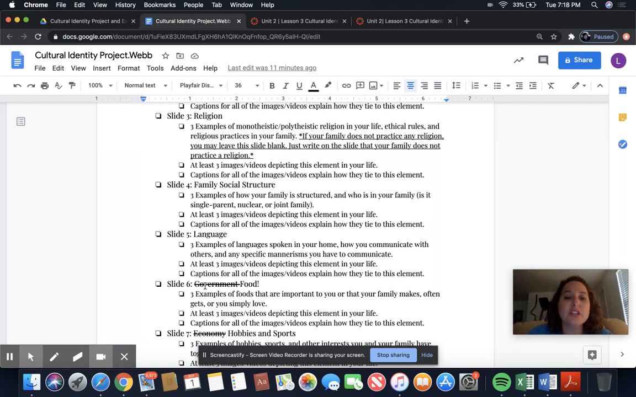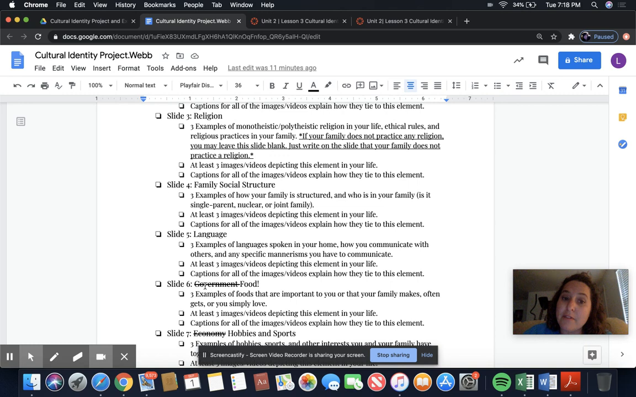I need 3 images and videos depicting this element in your life. So remember, each slide is going to have 3 images or 3 videos depicting and explaining how this element ties to your life. Slide 4 will be the family social structure. So 3 examples of how your family is structured and who is in your family.